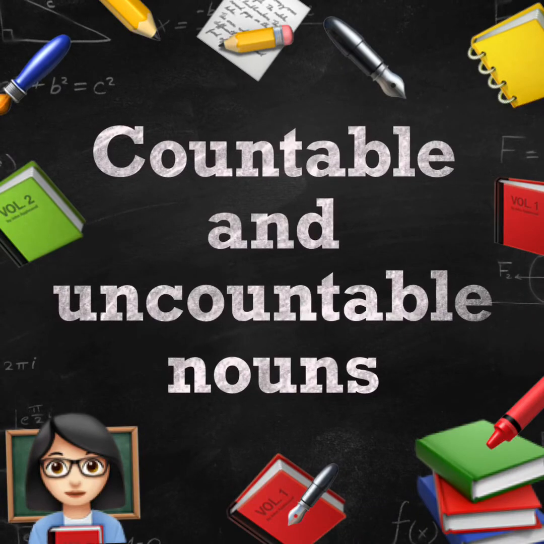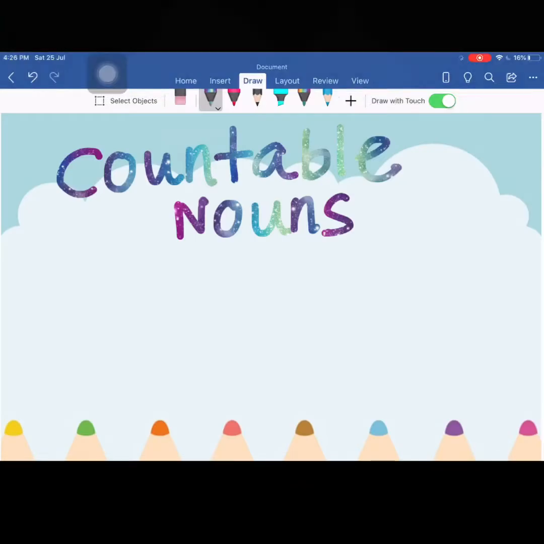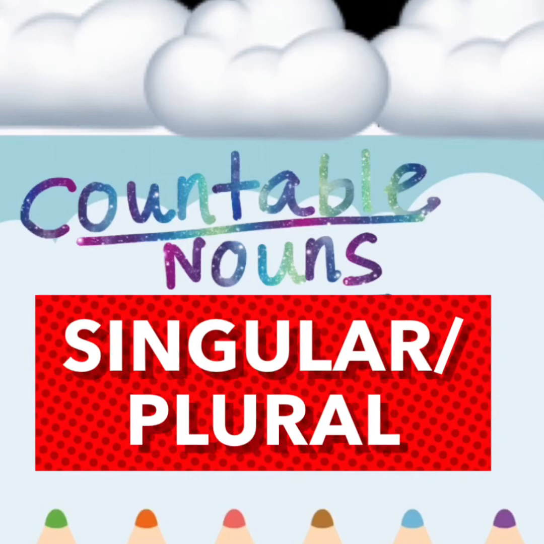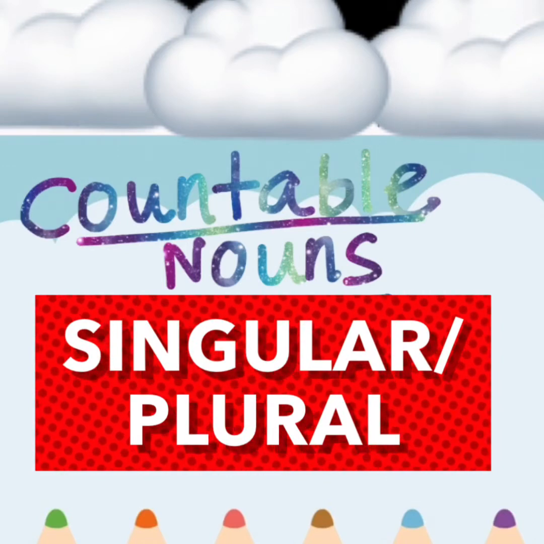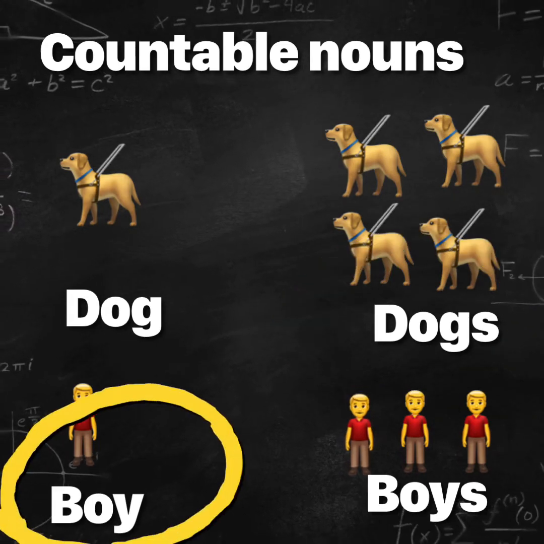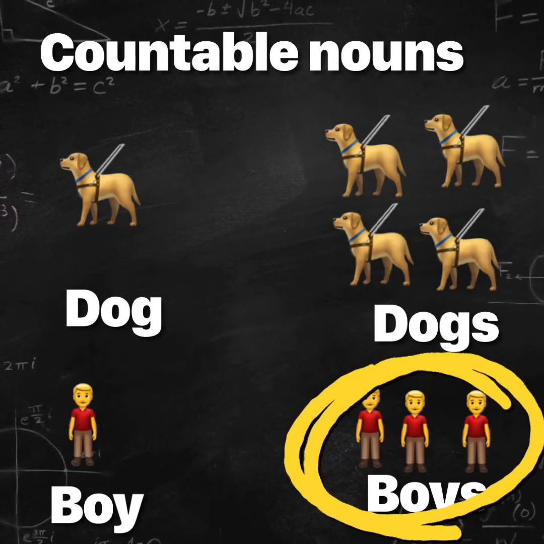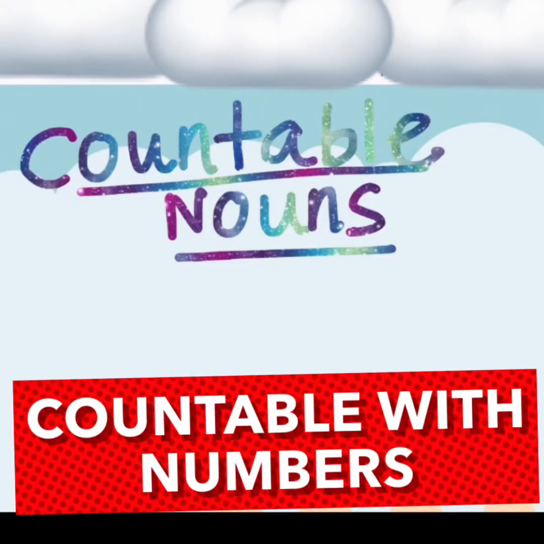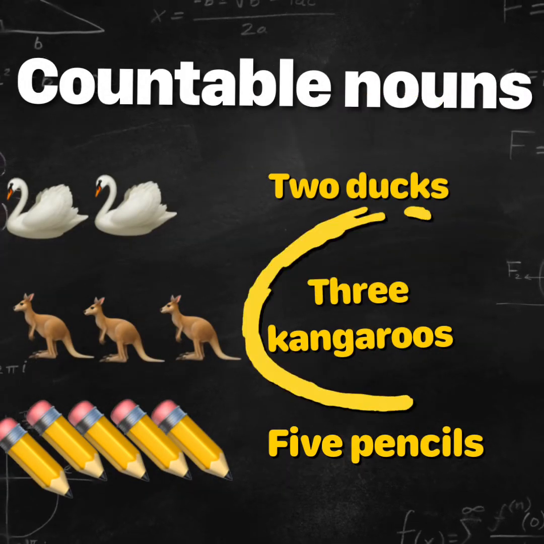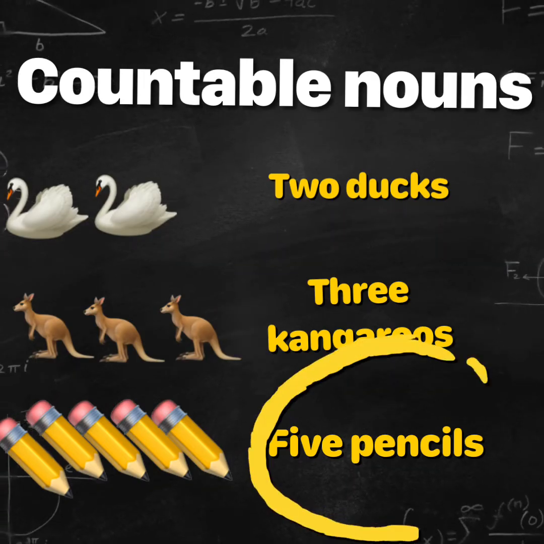Today our lesson is about countable and uncountable nouns. First, let's see what countable nouns are. We can define singular and plural for these sorts of nouns. Example: dog, dogs, boy, boys. These sorts of nouns are countable with numbers. For example, 2 ducks, 3 kangaroos, 5 pencils.